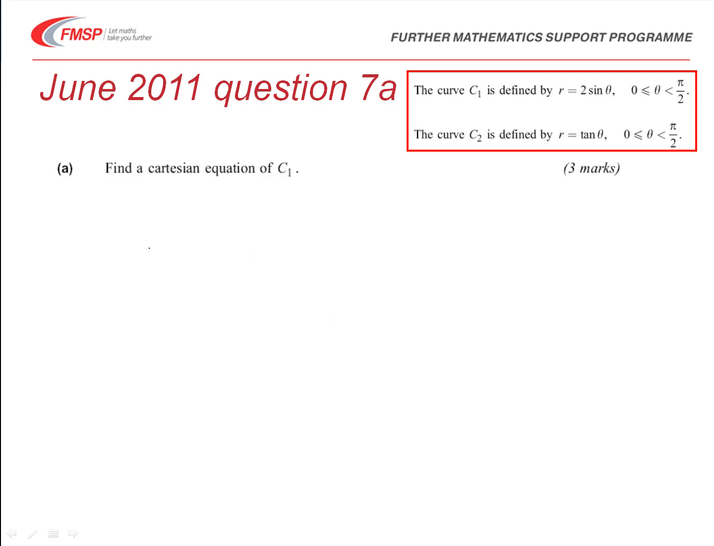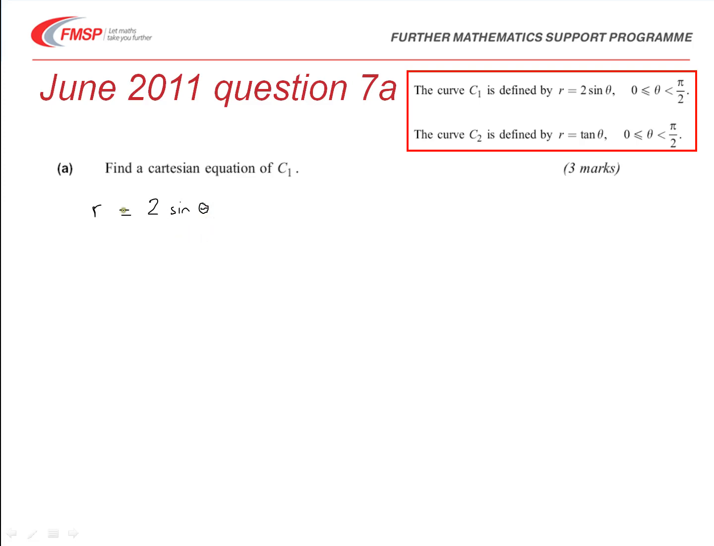Okay, well, a number of parts of this question to work through. So the first part is finding the Cartesian equation of C1. So C1 tells us that r equals 2 sine theta. So we need to be aware of the fact that r cos theta is x and r sine theta is y, and also the fact that r squared equals x squared plus y squared.